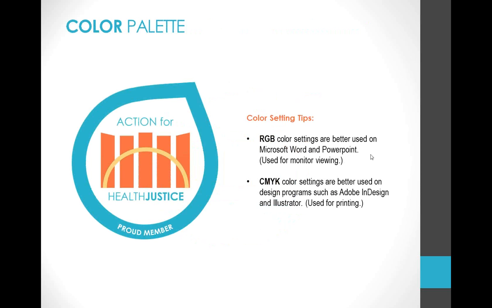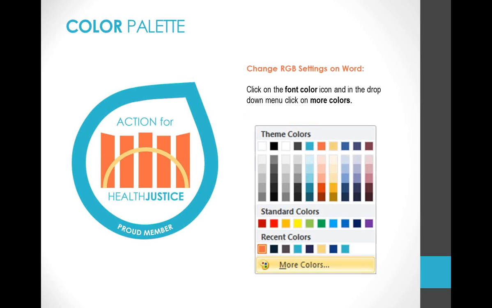A few color setting tips. RGB color settings are better used on Microsoft Word and PowerPoint. Anything that you view on a monitor, it's better to use the RGB color settings. CMYK color settings are better used on design programs such as Adobe InDesign or Illustrator. This is because printing on a printer versus looking at something on the screen develop different colors in different ways, and so those different color settings do make a difference.